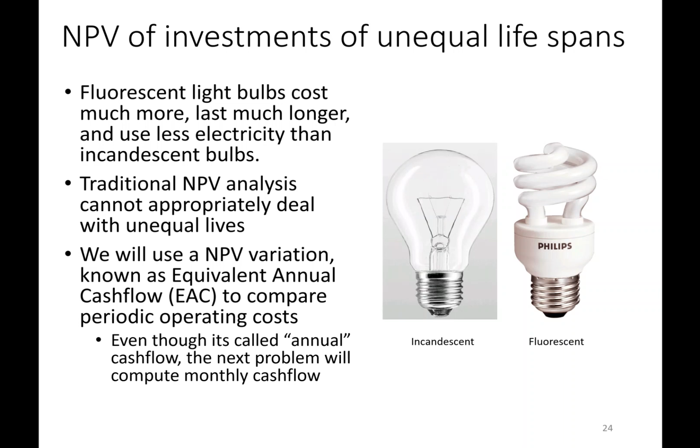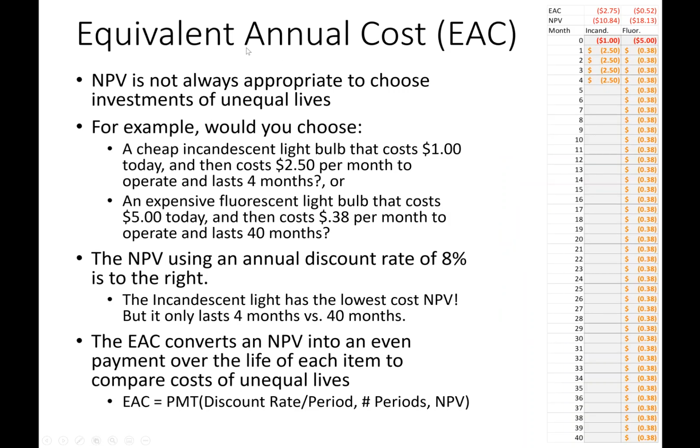So what we're going to do is spread the costs, or compute the costs, on a periodic basis and then compare them. So let me show you why NPV is not working. If you look at the cash flows up here, you see that an incandescent light bulb costs $1 today and lasts about 4 months if it's on for about 8 hours a day. And that 100-watt incandescent light bulb has the electricity cost of about $2.50 a month.